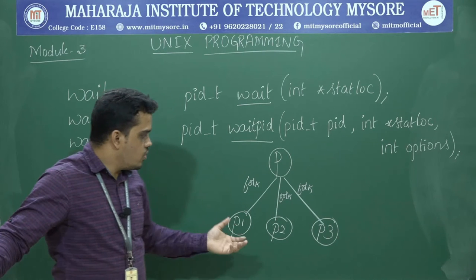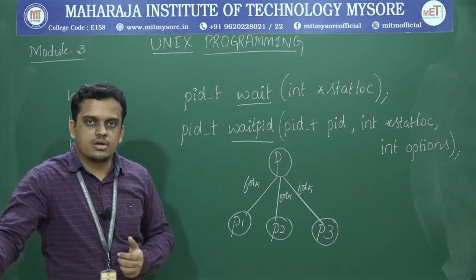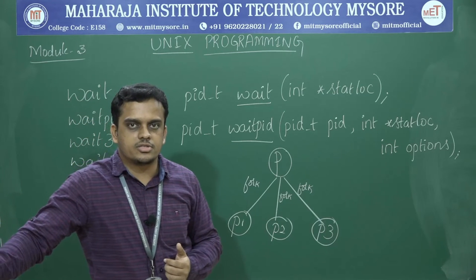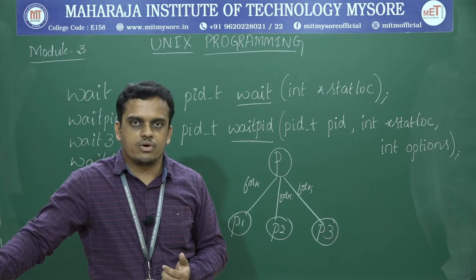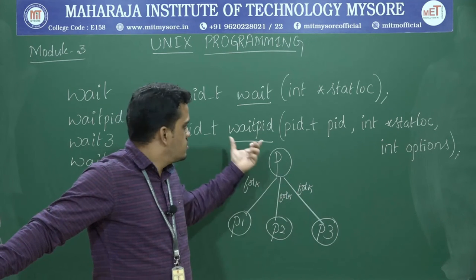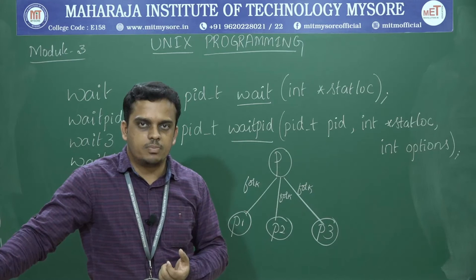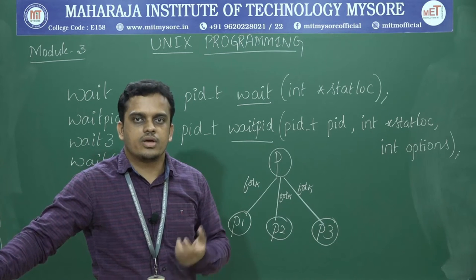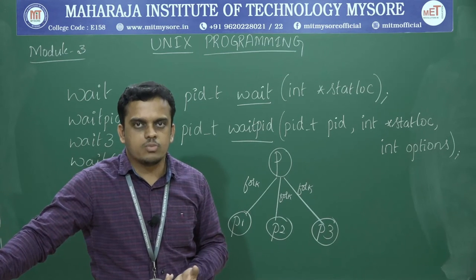Suppose I want the retrieval of a termination status not to wait for a child process termination. At that instance, we can make use of the second variant, that is the waitpid function, where we can avoid the blocking mode of execution.